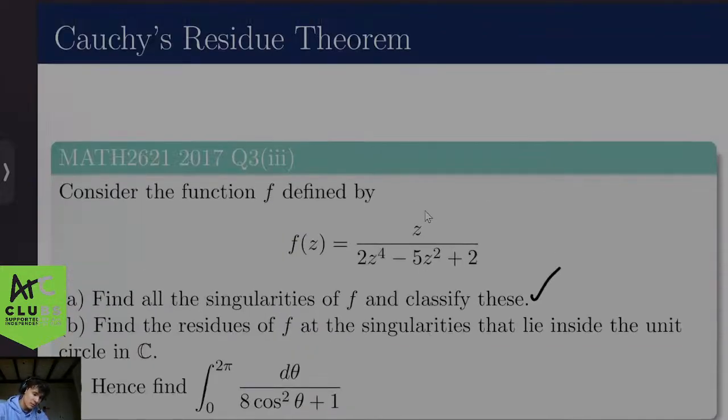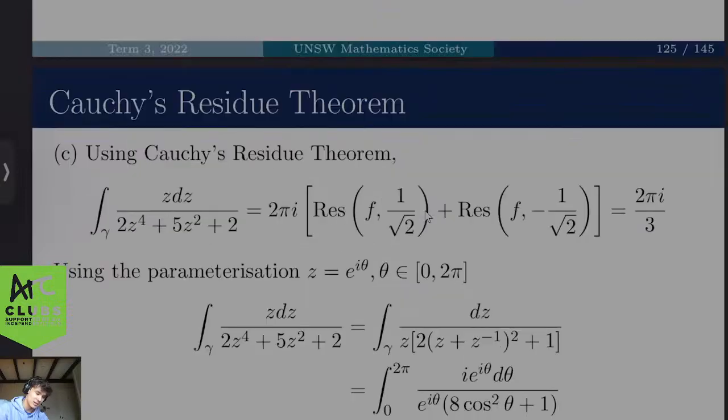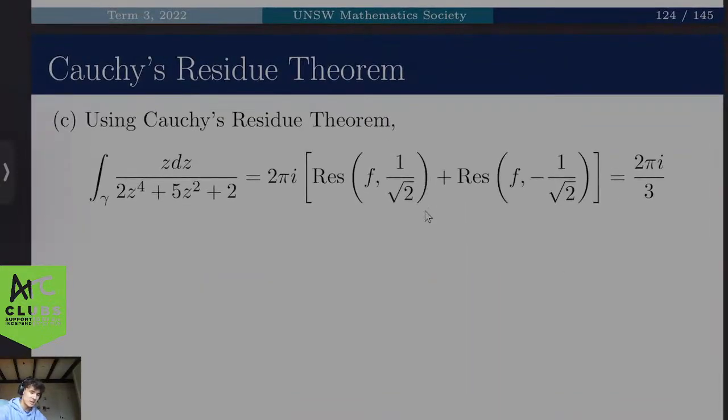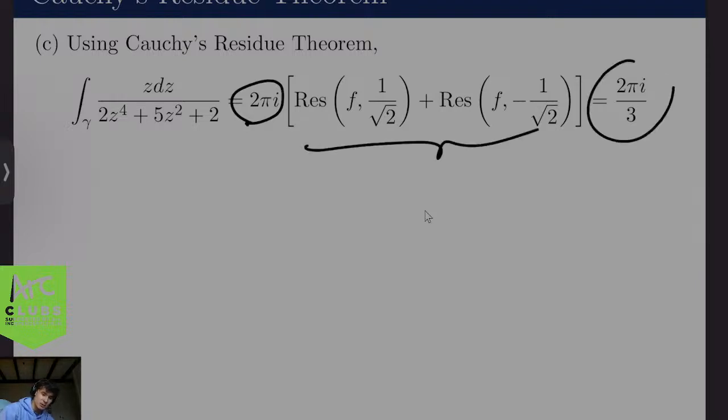Now, hence find this integral. In order to do that, we'll first consider an integral we can immediately calculate, which is this contour integral around the unit circle. The reason we can immediately calculate that is quite simple: using Cauchy's residue theorem, it's just 2 pi i times the sum of the residues, so we just get 2 pi i on 3.